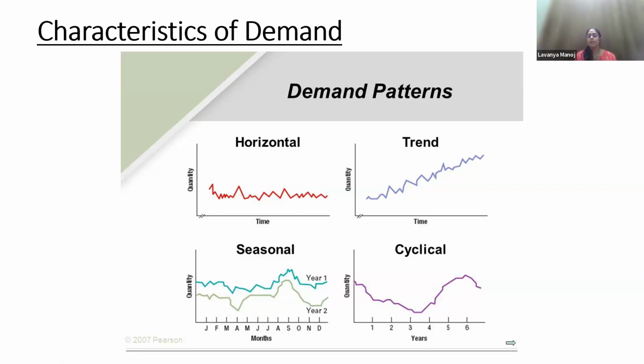Cyclical demand represents the trend of the product. You can see there is suddenly a peak and suddenly a trough. Trough is a place where there is very low demand or no demand at all, and peak is where there is a high demand for a product. So horizontal demand is a seasonal demand and trend demand is a cyclical demand.